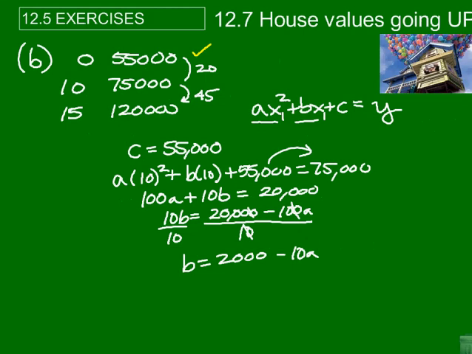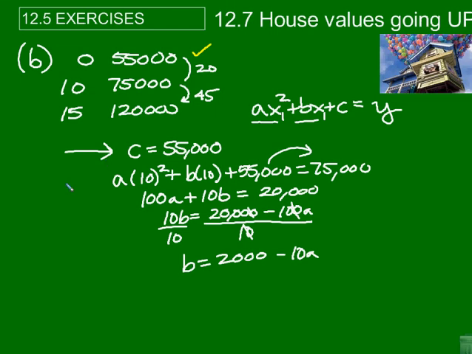All right, part B is asking for the quadratic, and this is one of those difficult ones where you have 3 variables, 3 equations, 3 unknowns, and we got to go about systematically solving it. Lucky for us, the first part gives us the C value, and then I'm going to use the 10 and the 75,000 to go about solving for the B.